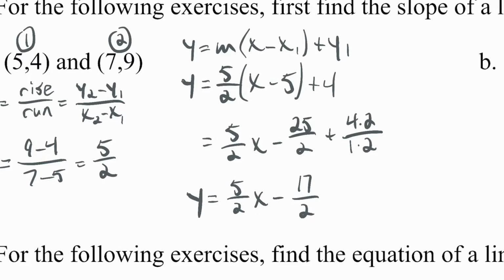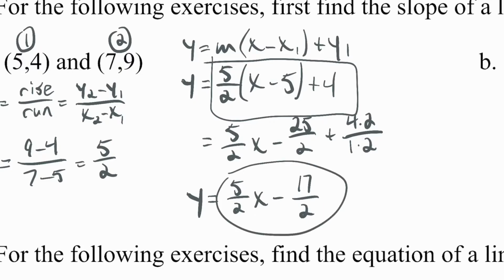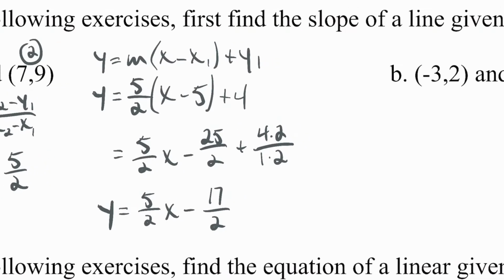In a WebWork problem, you'll probably be told which format to use. If you put this into WebWork and the system says something about formatting, maybe it wants this format. So try that if that happens. Okay, again, this is called the point slope form. And this one is called the slope intercept form.